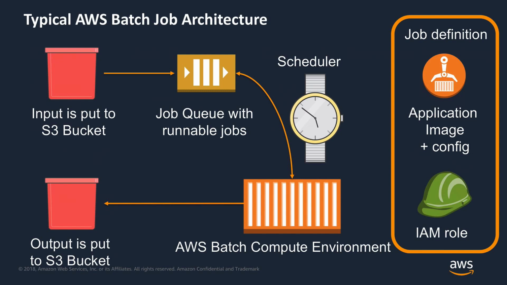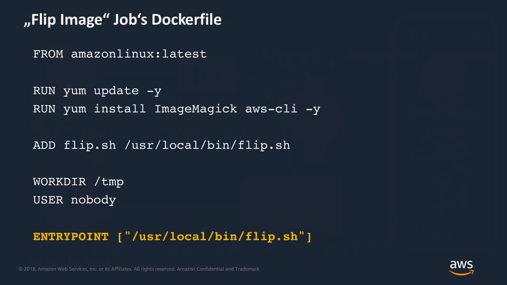Let's look at some example image, and I presented that Docker file for that case with the image manipulation. The manipulation here is to flip an image. I used the Amazon Linux image as a basis, and I just install ImageMagick and the AWS CLI. ImageMagick is very easy to use for conversion of images. That's why I will use that. And I will add a custom script, which I will also show you in a minute.